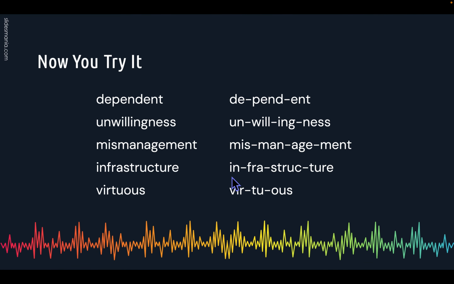Infrastructure. You might wonder why it's not pronounced with a long A. That's because this syllable is accented or emphasized, and a long A sound in an unaccented syllable tends to disappear and become a muffled schwa sound. So instead of a long A, it's a schwa.